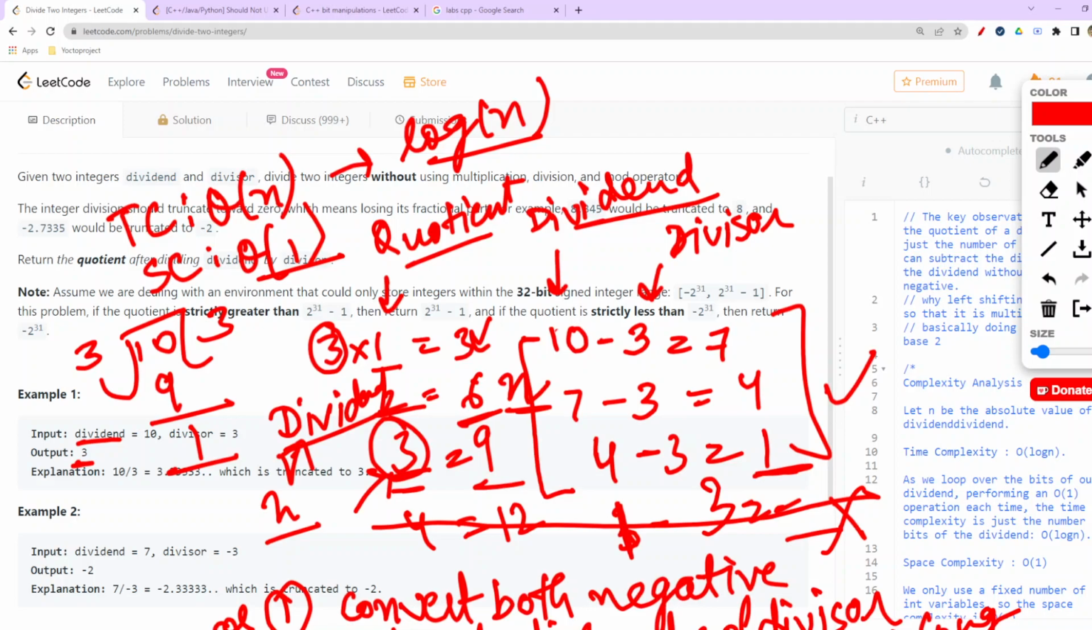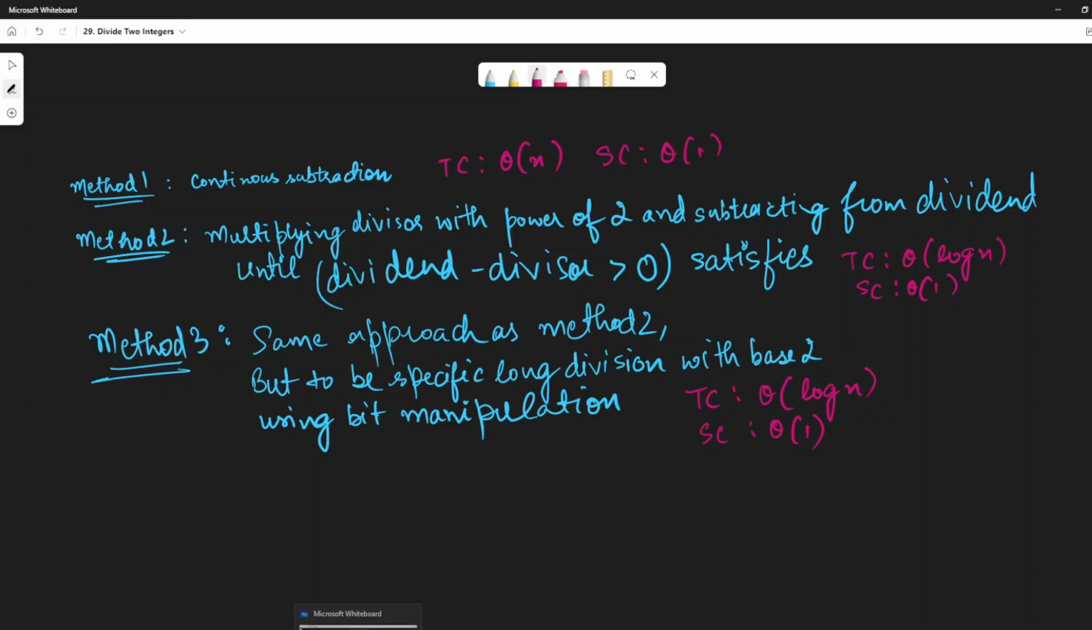So this was the first method which we could use. Now let us go for our second method. Our first method was continuous subtraction, which we were doing till now.